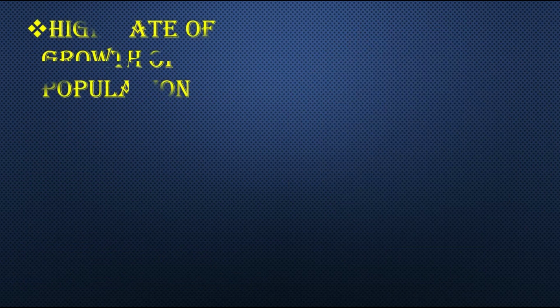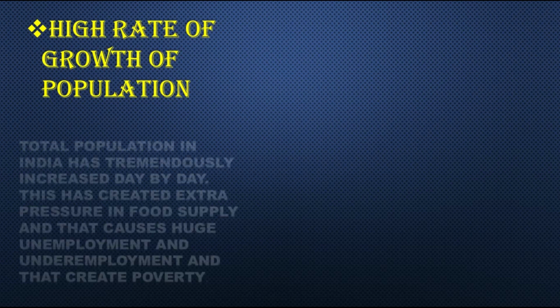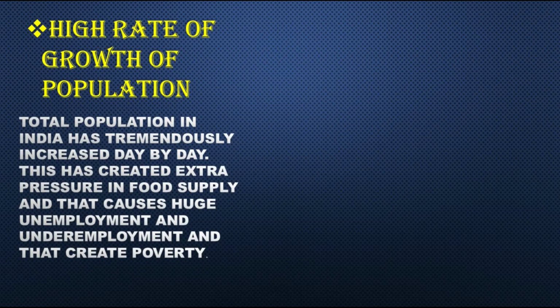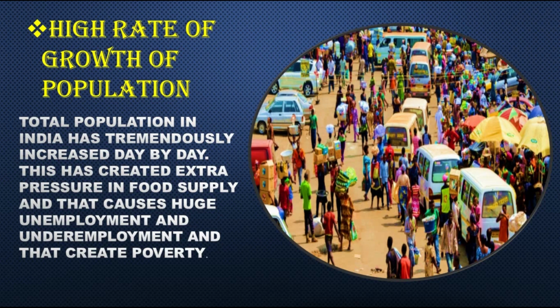Next, high rate of growth of population. This is another major cause behind poverty in India. Total population in India during the plan period has tremendously increased. This has created extra pressure on the food supply. It has also resulted in huge unemployment and underemployment that results in widespread poverty.